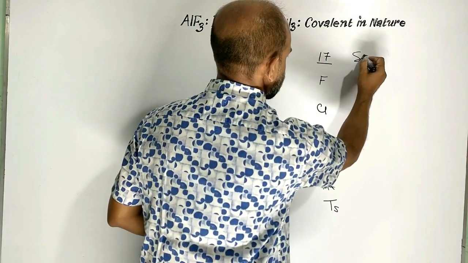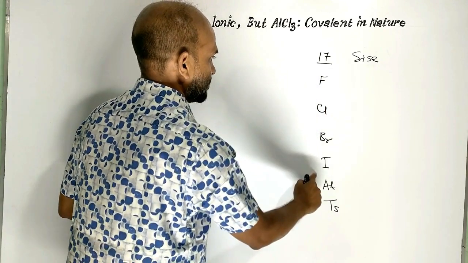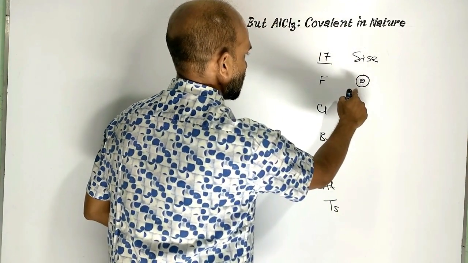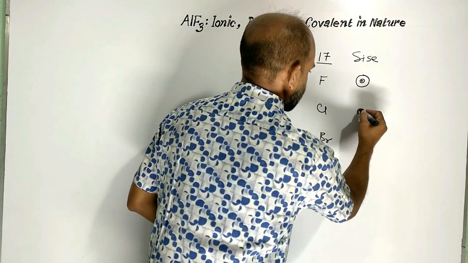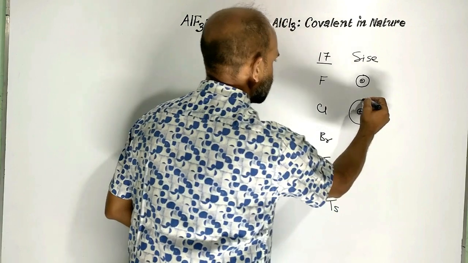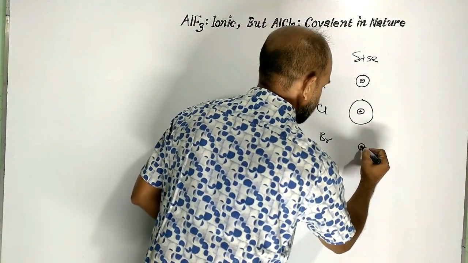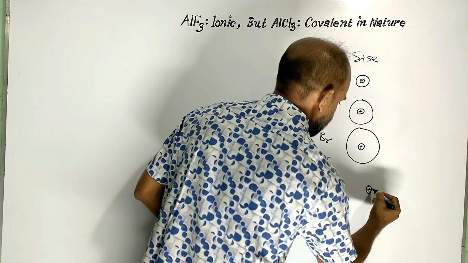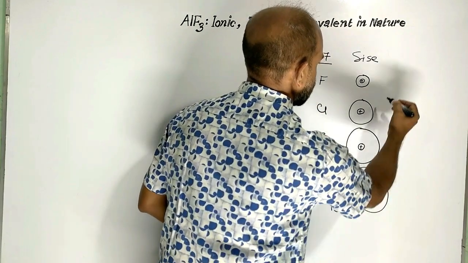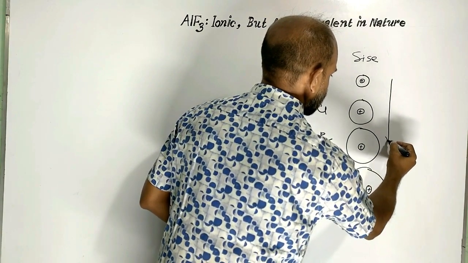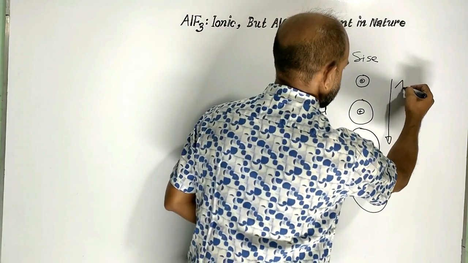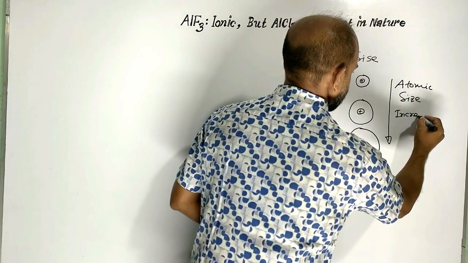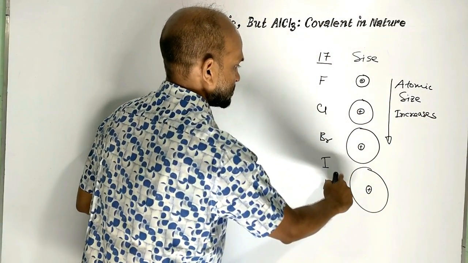Now let us see the atomic size of these elements. Fluorine, nucleus, this is the atomic size of fluorine. Then chlorine, which is a bit bigger than fluorine. Then bromine, which is bigger than chlorine. Then iodine, which is bigger. That is, atomic size increases from top to bottom. Atomic size increases down the group.